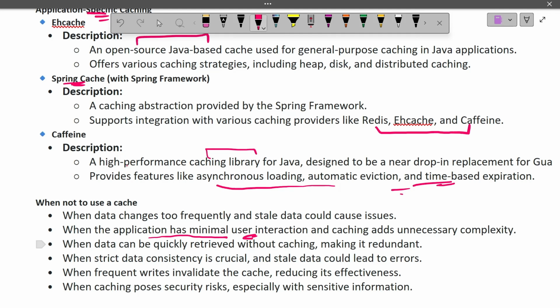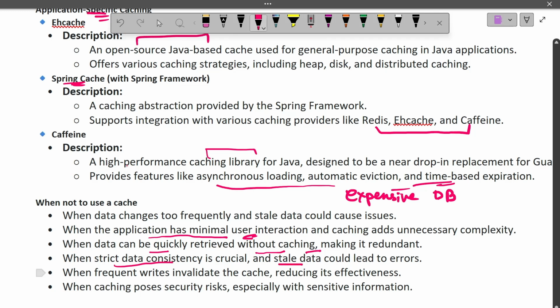If it doesn't have that much traffic, of course for your personal project you're not going to add a caching solution. Then third, if the data can be quickly retrieved, meaning the time taken to retrieve data from the DB is very fast, you do not need it. But if it's an expensive DB operation, with an ever-growing, very large database of millions of rows, then you can think of using caching. Fourth, when strict data consistency is crucial and stale data cannot be entertained, you will not be able to use a cache.